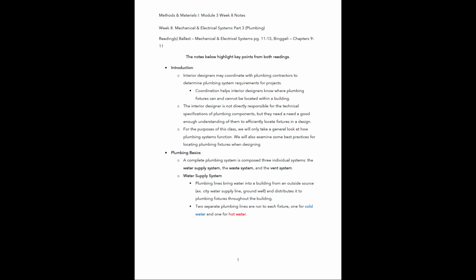If I'm talking about a plumbing fixture, that's just a general term for anything having to do with plumbing that a person is interacting with. So it could be a toilet, it could be a sink, it could be a bathtub or a shower. So whenever a plumber is implementing a water supply system, they're going to be putting in 2 separate plumbing lines that are going to be run to each fixture in the building. There's one for cold water, and then there's going to be one for hot water as well.